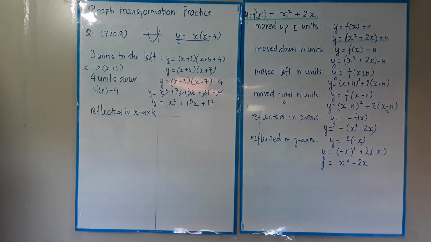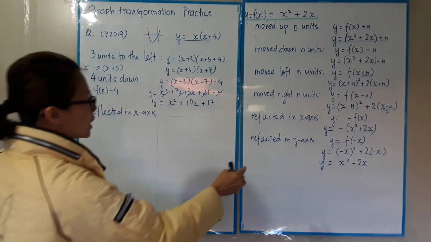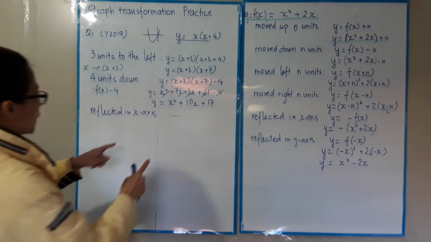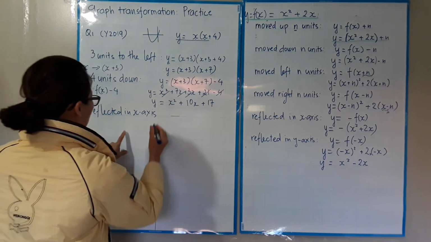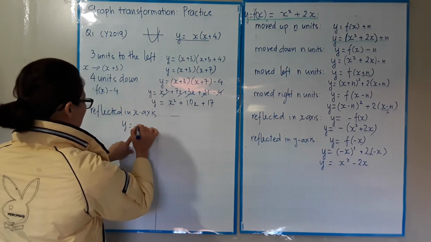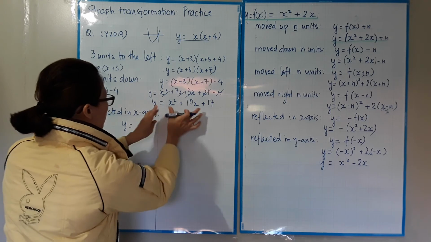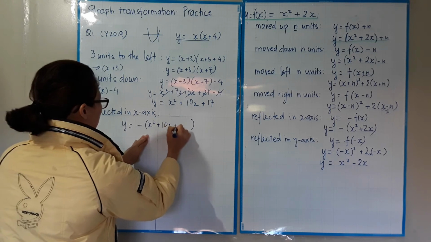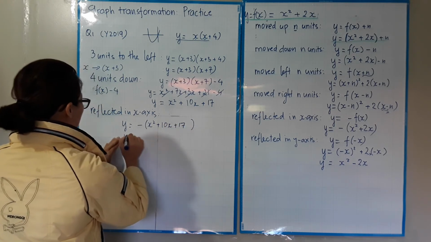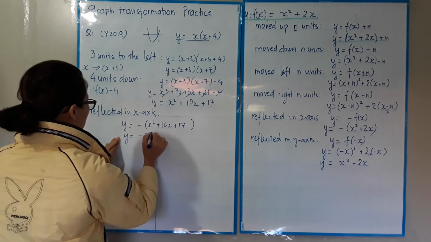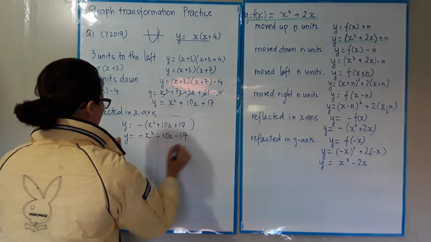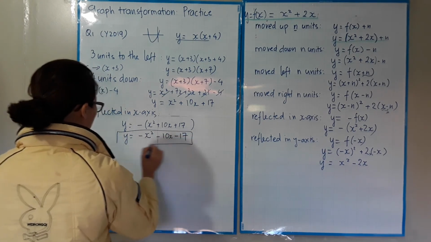Okay. Now reflected in the x-axis. Reflected in the x-axis, you put a negative sign in front of the right side of the equation. So you put a negative sign in front of the whole lot here, which gives you y equals negative, okay, and everything here, x squared plus 10x plus 17. You can expand the bracket. I suggest you expand the bracket.